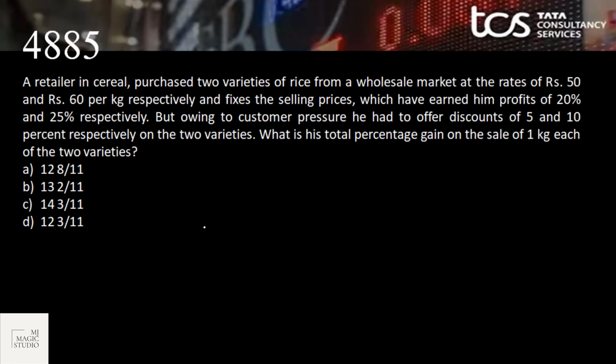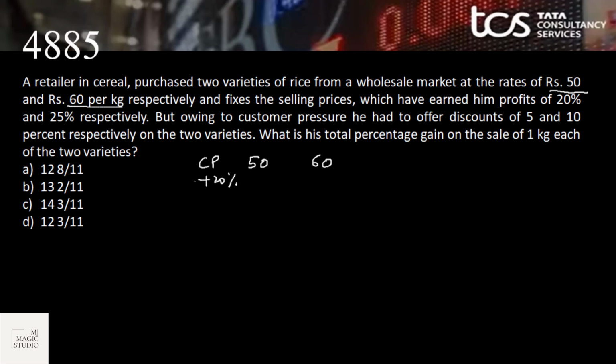Okay, on to the practice session 4, profit and loss. The first question on the screen. A retailer in cereal purchased two varieties of rice from the wholesale market at the rate of 50 and 60 rupees per kg respectively. That means cost prices are 50 and 60. And fixes the selling price which have earned him profit of 20% and 25%.